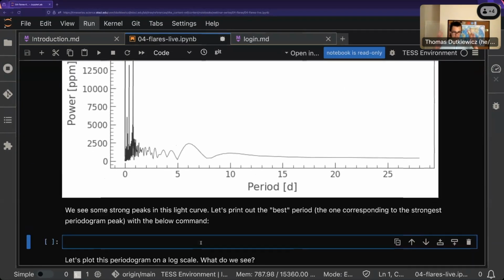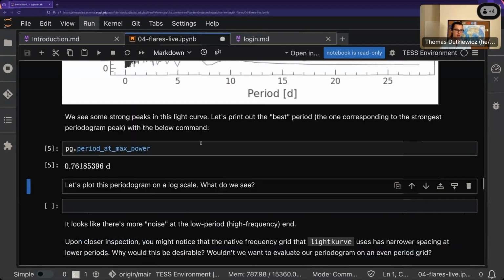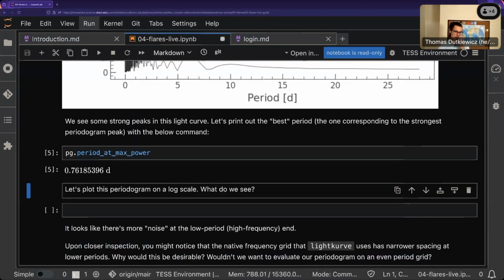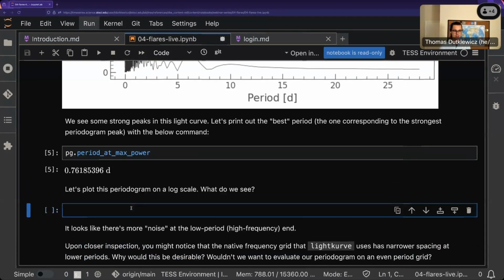Let's start with the best period, so the one with the highest periodogram peak. And to do that, you can actually do pg.period_at_max_power. So 0.761 days. That tracks with the expectation of somewhere under a day, more or less.